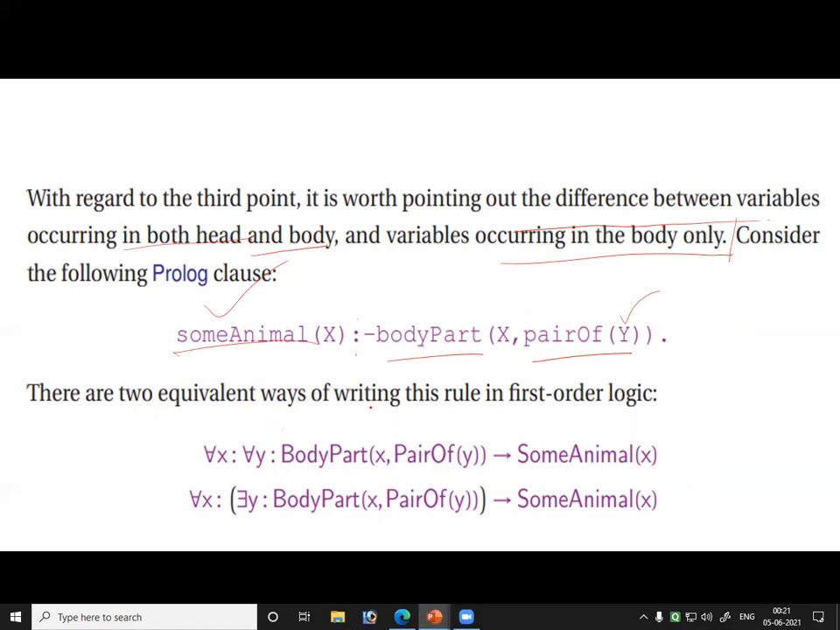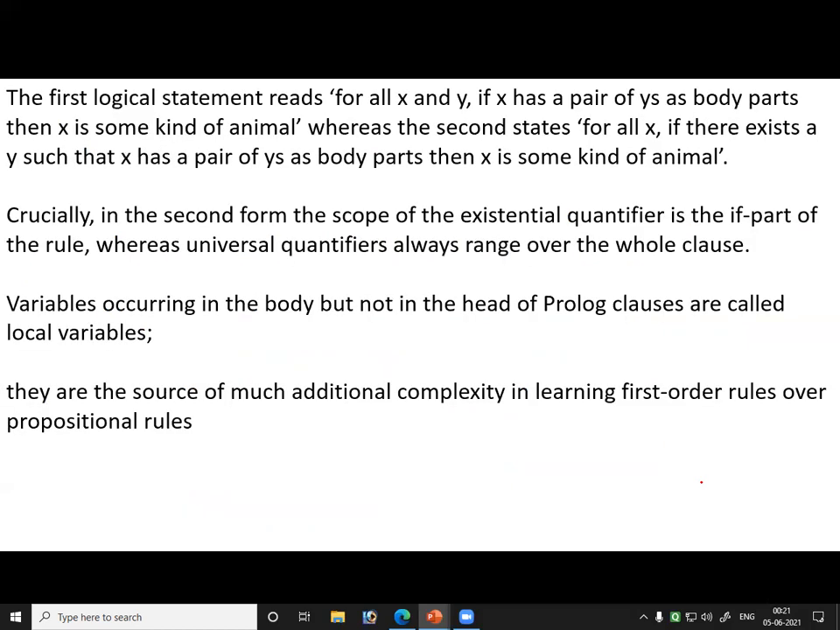There are two equivalent ways of writing this rule in first order logic. For all x and y, body part of x, pair of y gives rise to some animal of x. Or for all x, there exists y, body part of x, pair of y gives rise to some animal. But first order logic reads it as for all x and y.